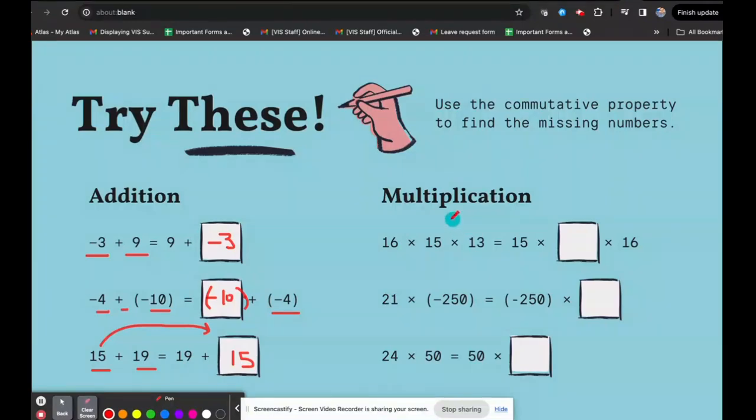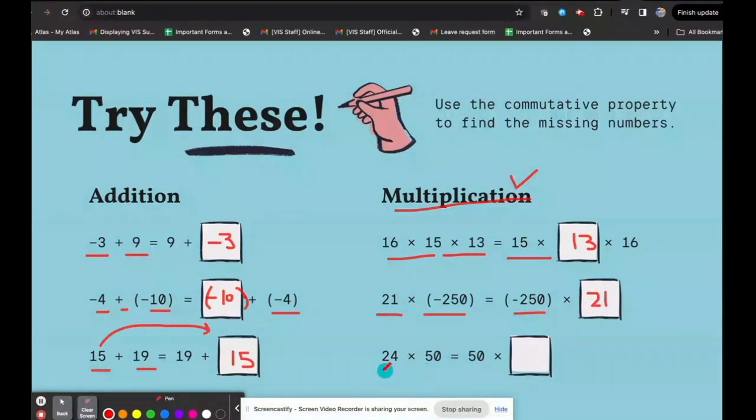Let's talk about the commutative property of multiplication. It says that 16 times 15 times 13 equals 15 times what number is missing? Here you can see that 13 is missing. Next, 21 times negative 250 equals negative 250 times what is missing here? Right, 21 here.